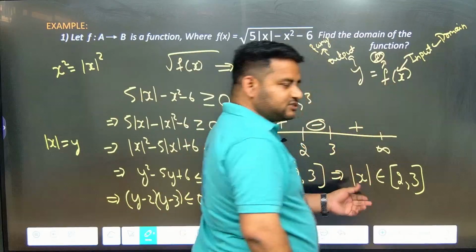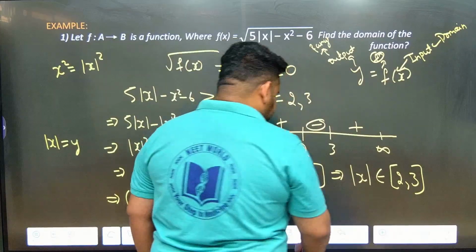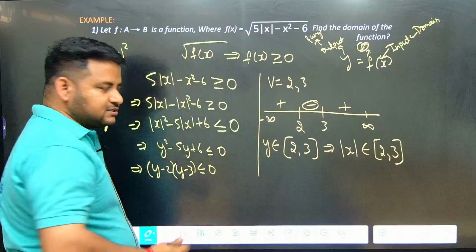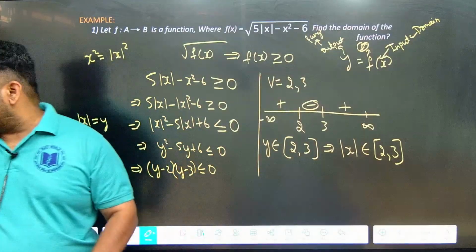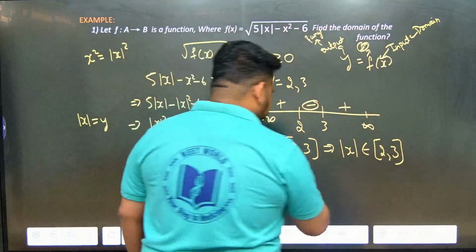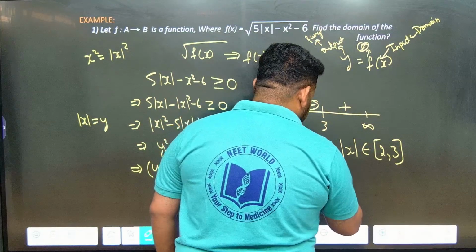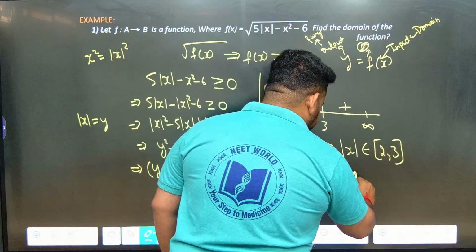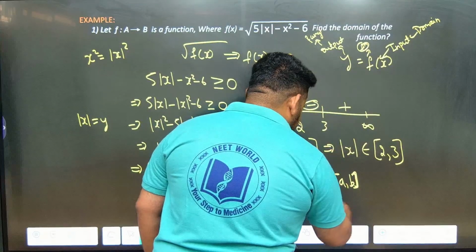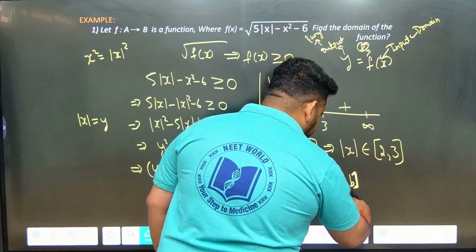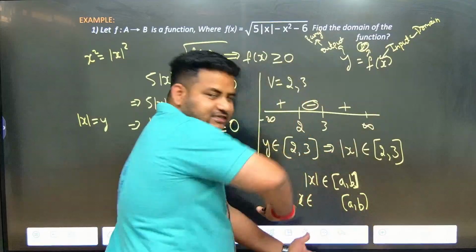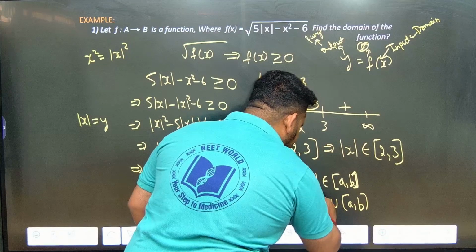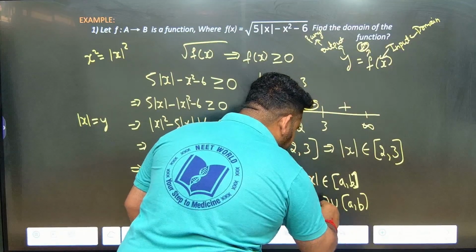So I have to find out x, not mod x. There is a property of modulus function which I will discuss elaborately in the day after tomorrow's class, where I will be discussing the modulus function. The property: if mod x belongs to the closed interval a comma b, then x belongs to a comma b as it is, union, it will get folded like this, b comma a within closed bracket, with a minus sign.